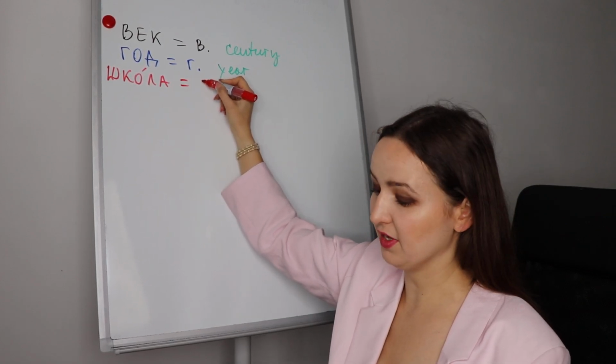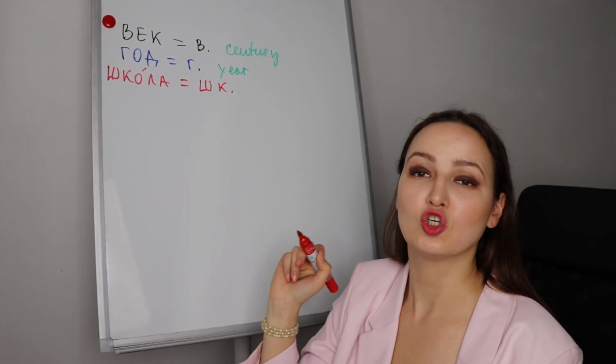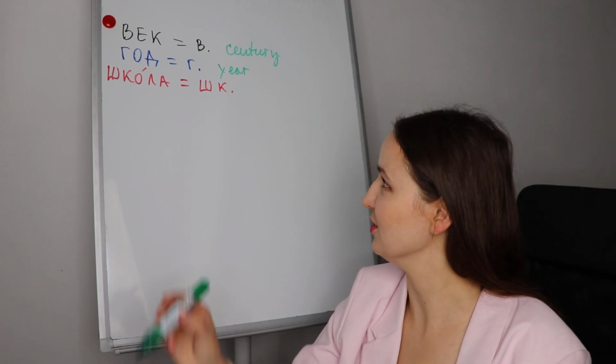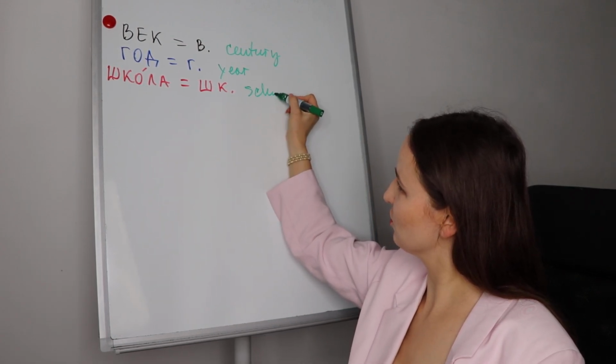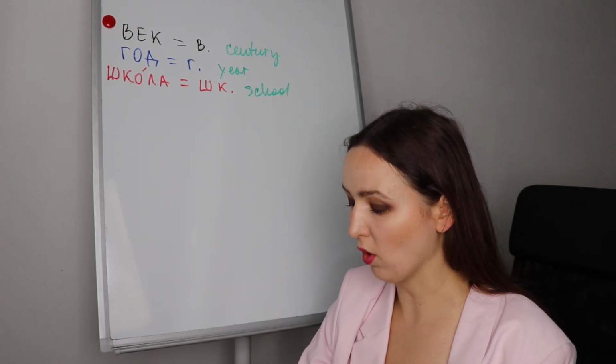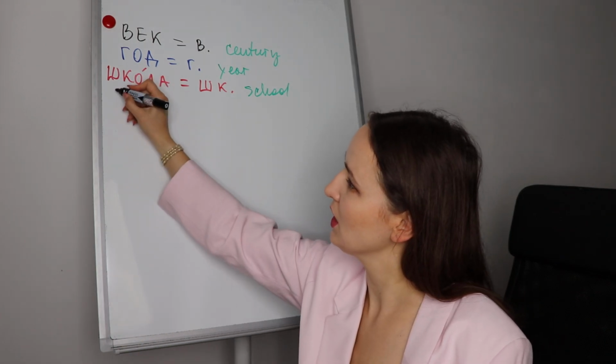And we abbreviate it by writing two letters. Шк. Школа. School. Отлично. Now let's continue with грамм.